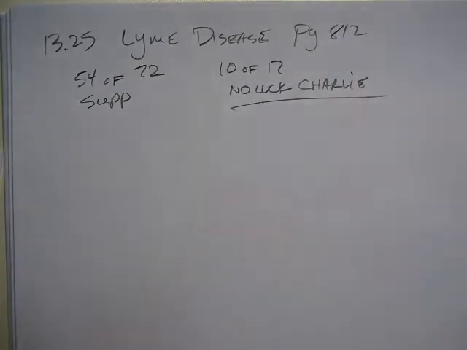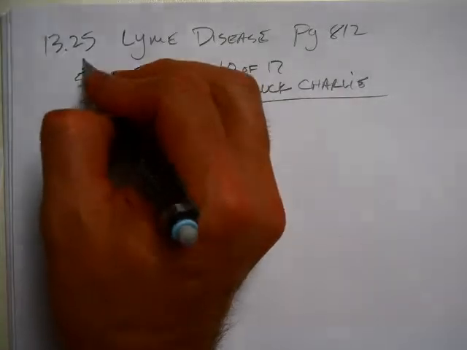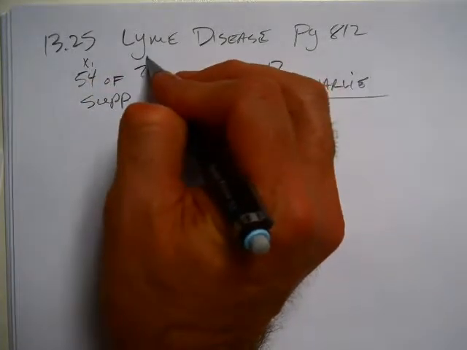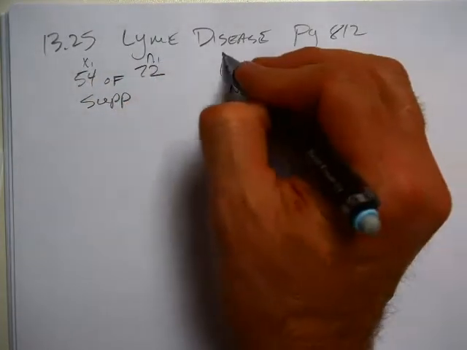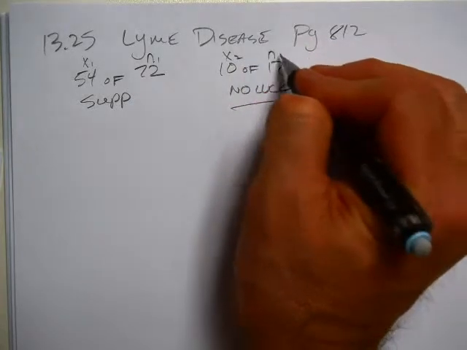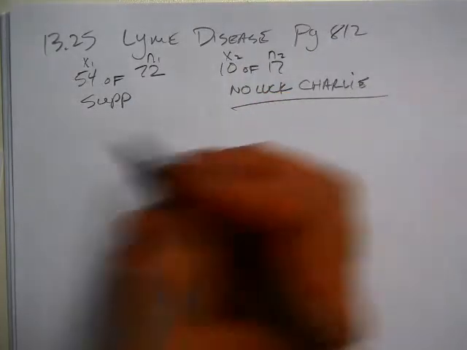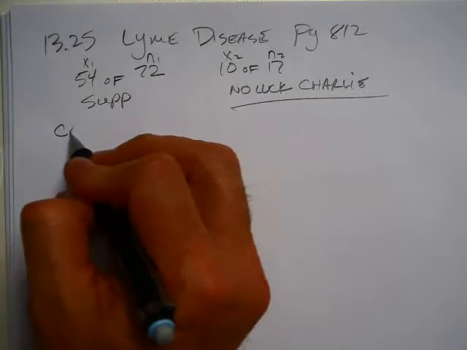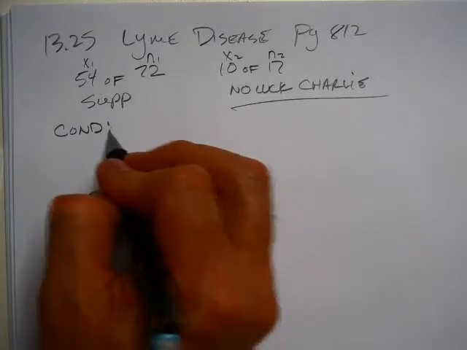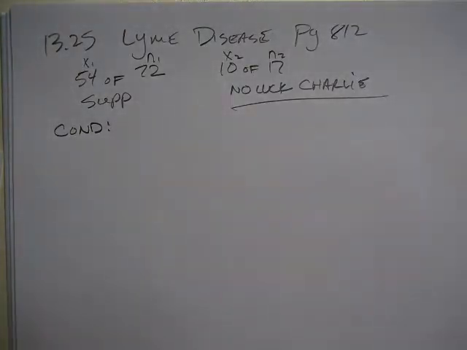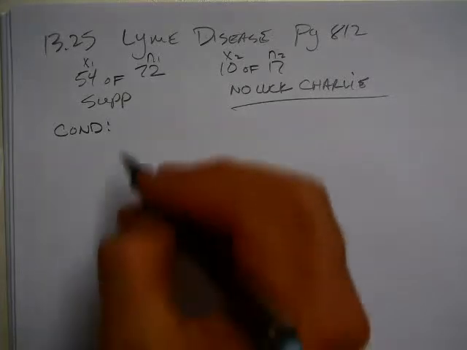Okay, no luck Charlie, right? Okay. So this is going to be my x1, n1, and x2, n2. We probably need to check our conditions. I tend to get lazy about that, and that's a bad thing. So, SRS.